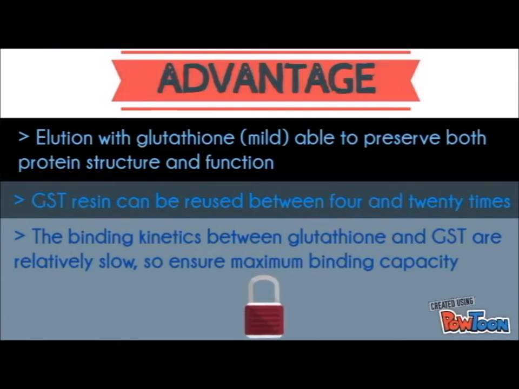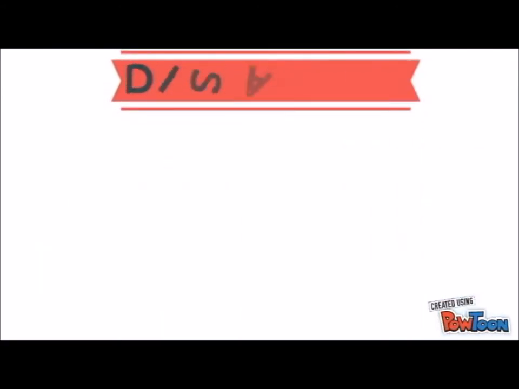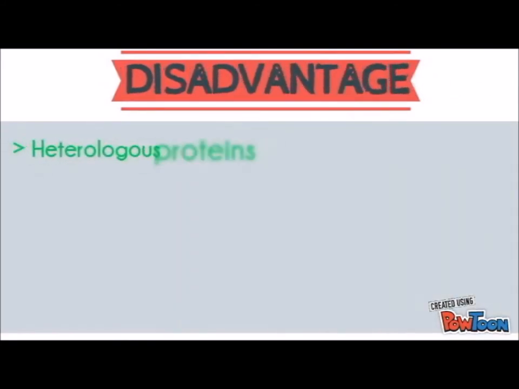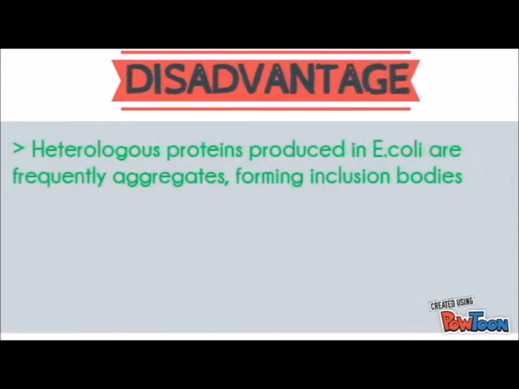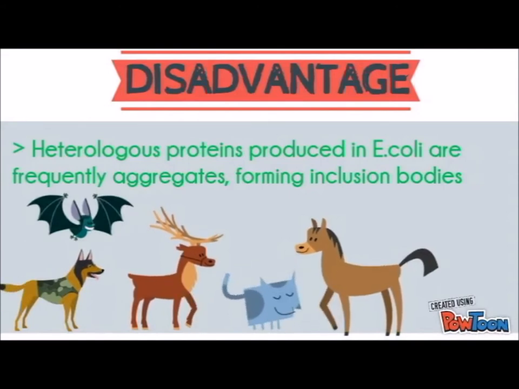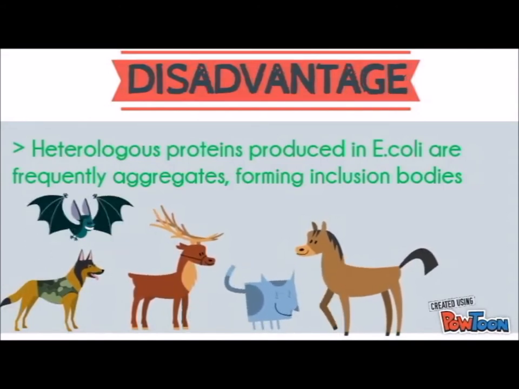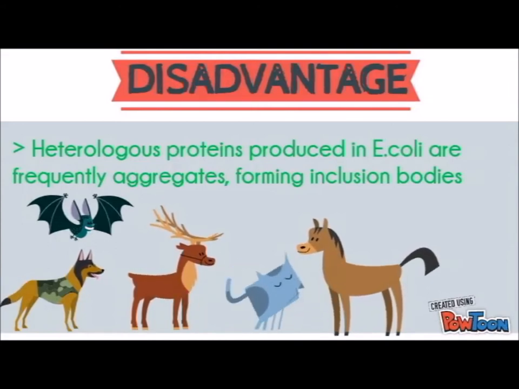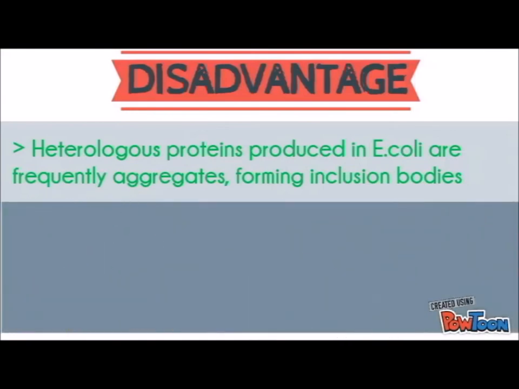The disadvantage is that heterologous proteins, which are usually produced in E. coli, frequently aggregate and form inclusion bodies. This means that as the heterologous protein is suitable for expression in mammalian cells, when we express it in E. coli, which is a prokaryote, it does not give proper modification of the protein at the translation phase, so it produces inclusion bodies. As inclusion bodies are formed, we need an additional step, which is to refold the inclusion bodies to form a functional protein.